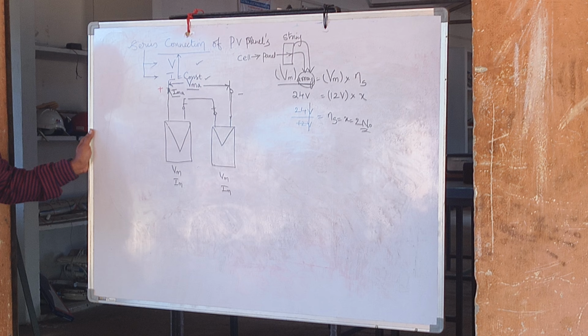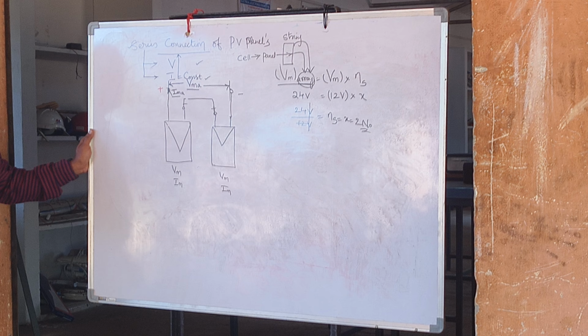The formula is the maximum voltage of the array. What is the meaning of array? Actually we have a solar cell, and a group of solar cells connected together is called a solar panel. A group of solar panels, if you connect them in series, is called an array. In an array, you will have some panels that may be connected in series or in parallel.